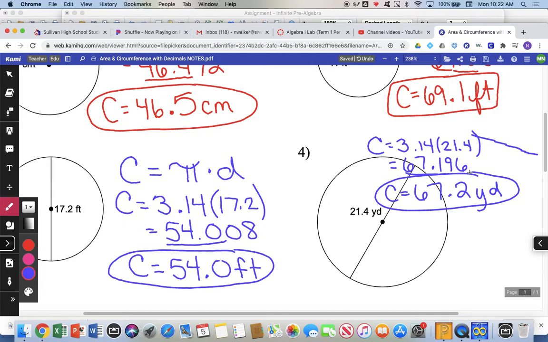On circumference, just ask yourself, and I will have these on the board on Thursday. If you have the radius, you're going to use this one. If you have the diameter, you're going to use pi times d. You just have to look at your picture and ask yourself which one it is, and once you decide if it's radius or diameter, then you go with that formula.